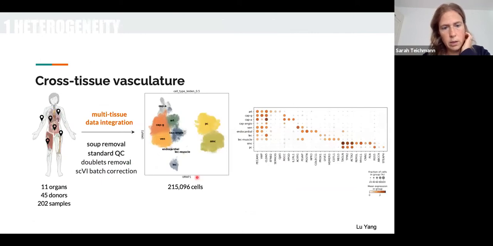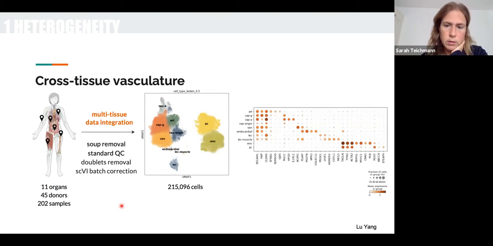Now, what Ling has done is integrate data from many different tissues, including the heart and lung that I've just talked about, but also many other organs and tissues, skin, kidney, basically covering, as I said, about 22 different tissues. We're covering 11 organs, sorry, with many different tissues and hundreds of samples.